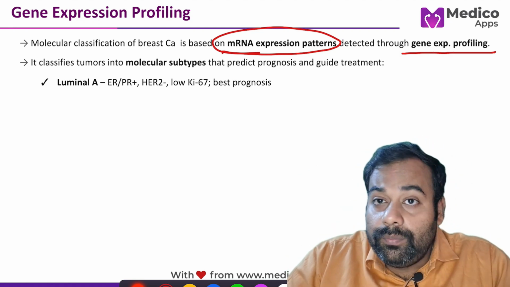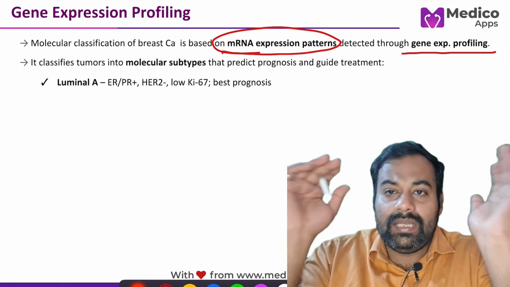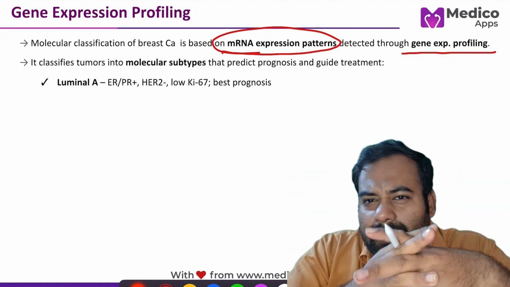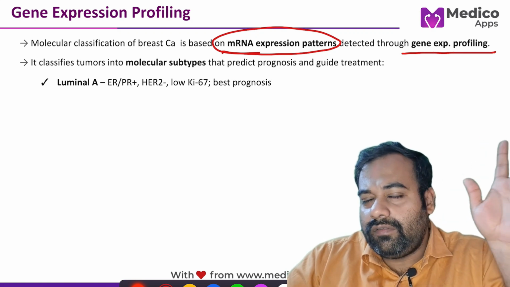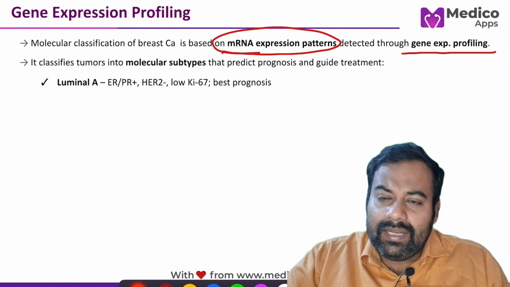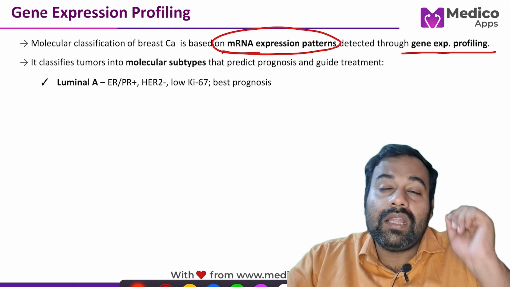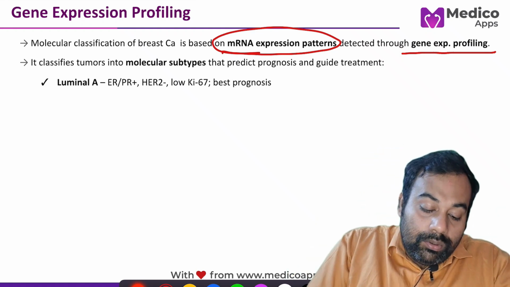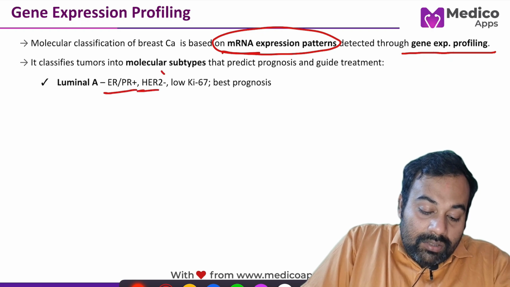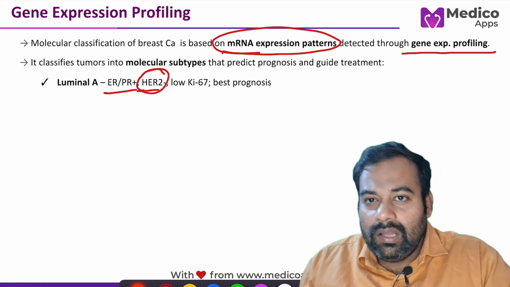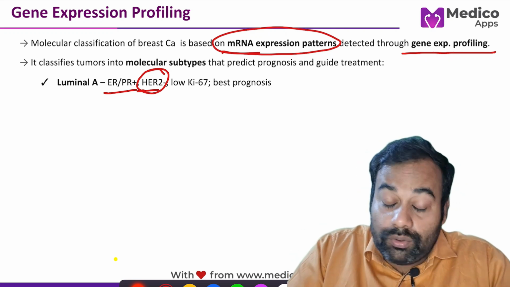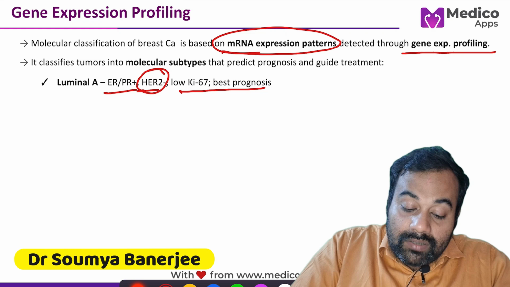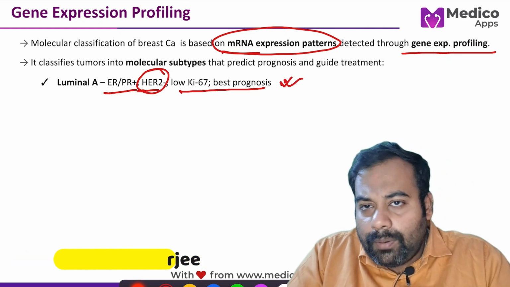So it starts with luminal A. In the case of luminal A, the expression of the hormone receptor proteins is very important. Luminal A is basically ER PR positive and HER2/neu negative. Now it is associated with a low Ki-67 ratio, which means it is associated with the best prognosis, right?